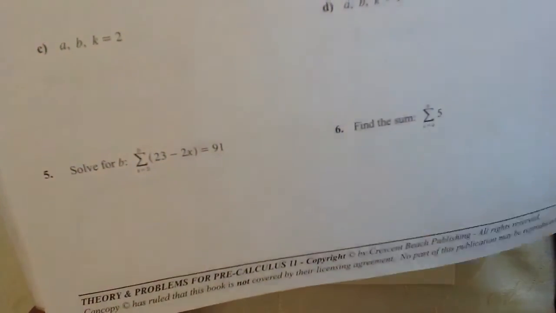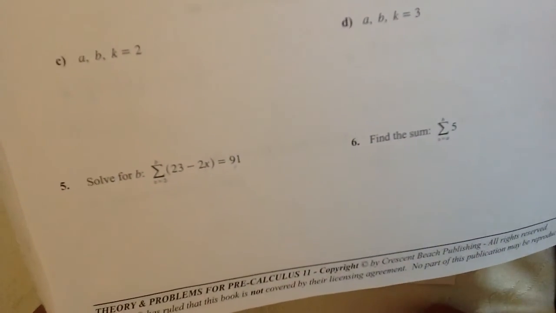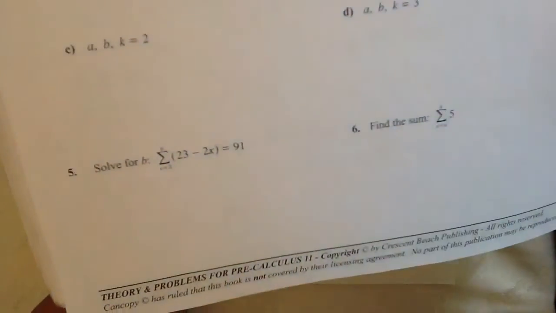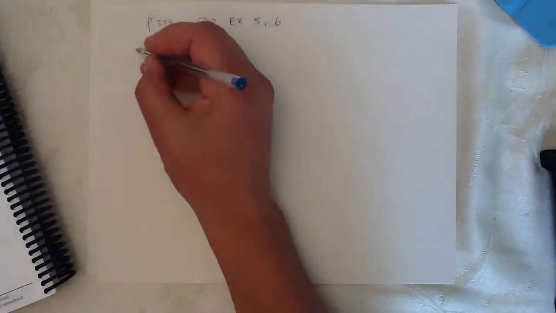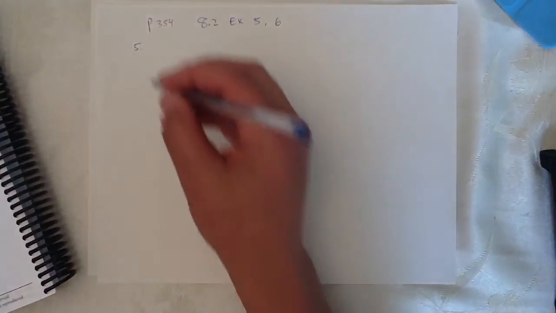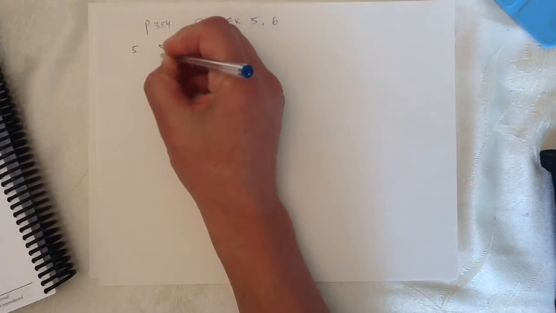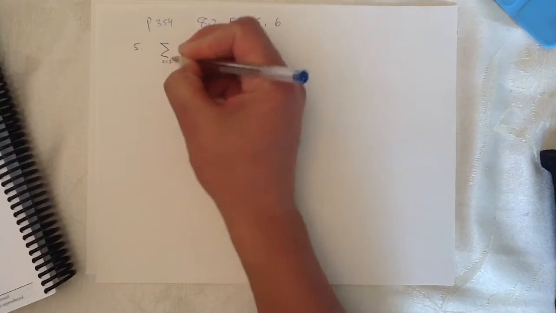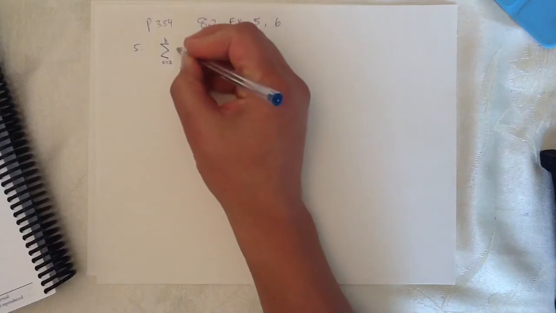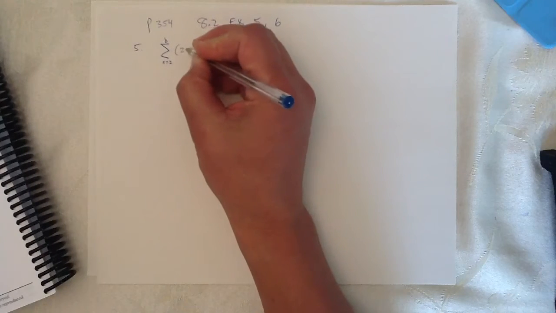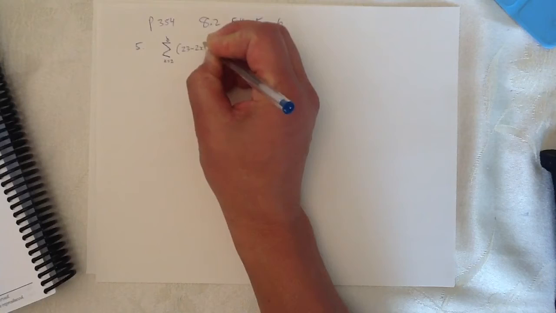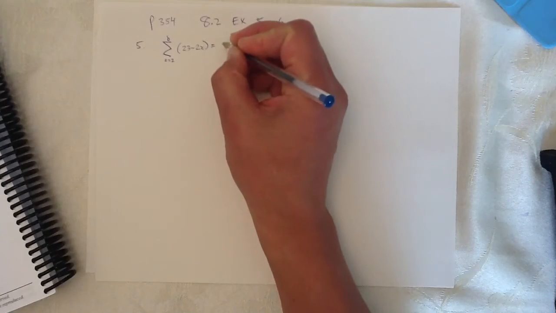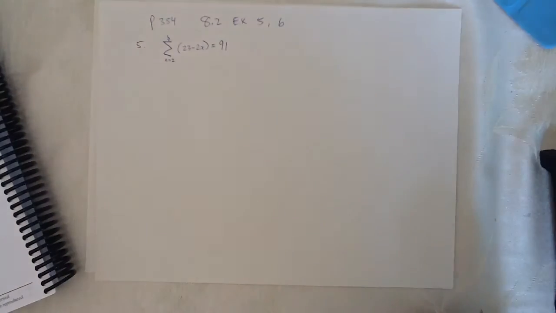So what I'm going to do for each of these is give you hints and then ask you to pause the video and see if you can figure it out before we resume and solve it in front of you. So the first one, number 5, I'm going to draw it out here. There's the sum. It goes from the index of x equals 2 to b, and the expression that defines each of the terms is 23 minus 2x, and the sum of all that equals 91.